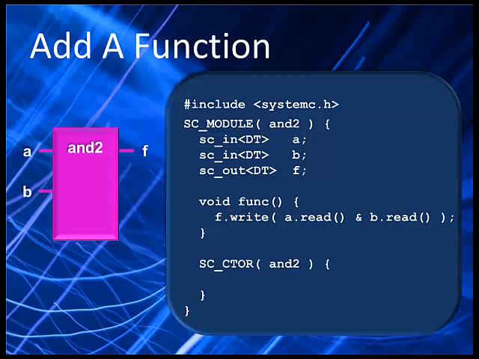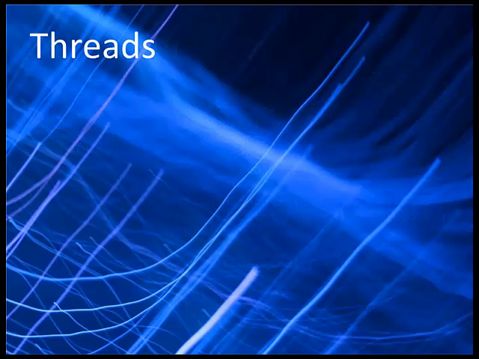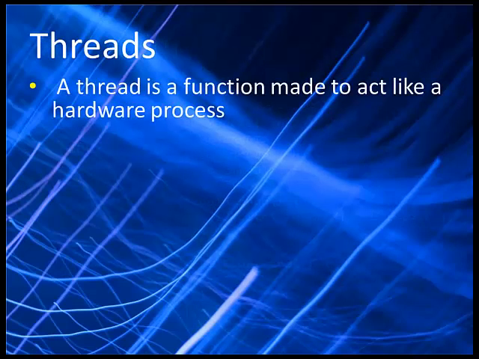Now we're almost done, but to make this a complete SystemC module, there's one last and very important topic we need to cover, and that's threads. A thread in SystemC is a function or other block of code that is made to act like a hardware process. There can be multiple threads in an SC module, and each of them will run concurrently in parallel. This is something C can't do. It can only run its code in sequence.